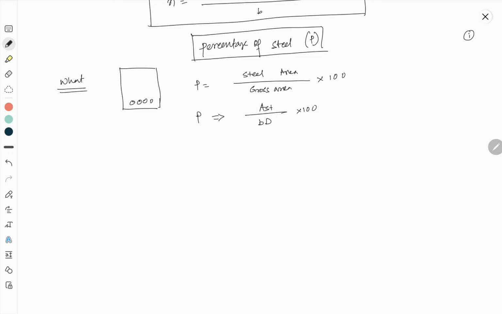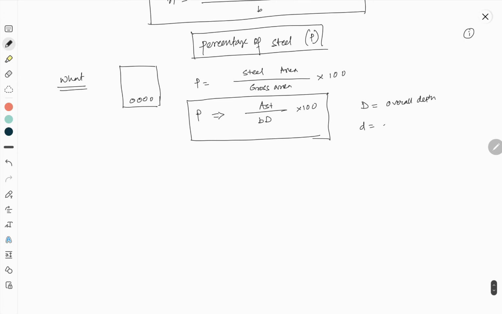Remember one thing, in percentage of steel, this capital D means overall depth. In RCC, in most places you have to use the small d, that is the effective depth. But here, for percentage of steel, there is no use of small d, remember it. Okay, but there is another way to find the percentage of steel. So let's deep dive into this discussion.